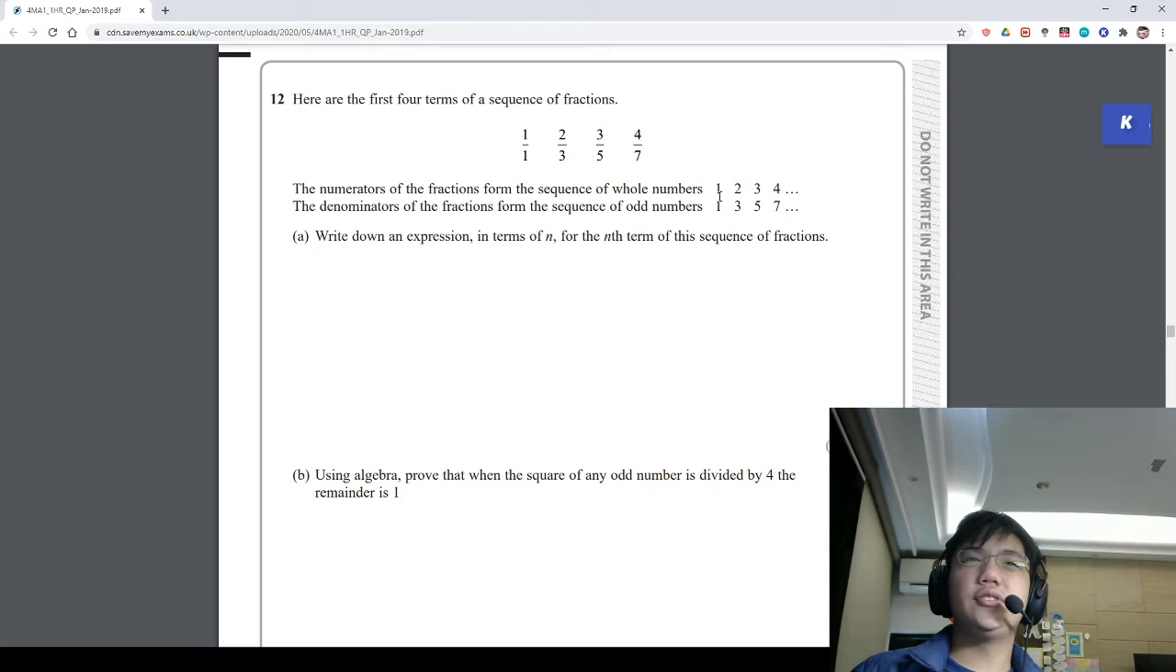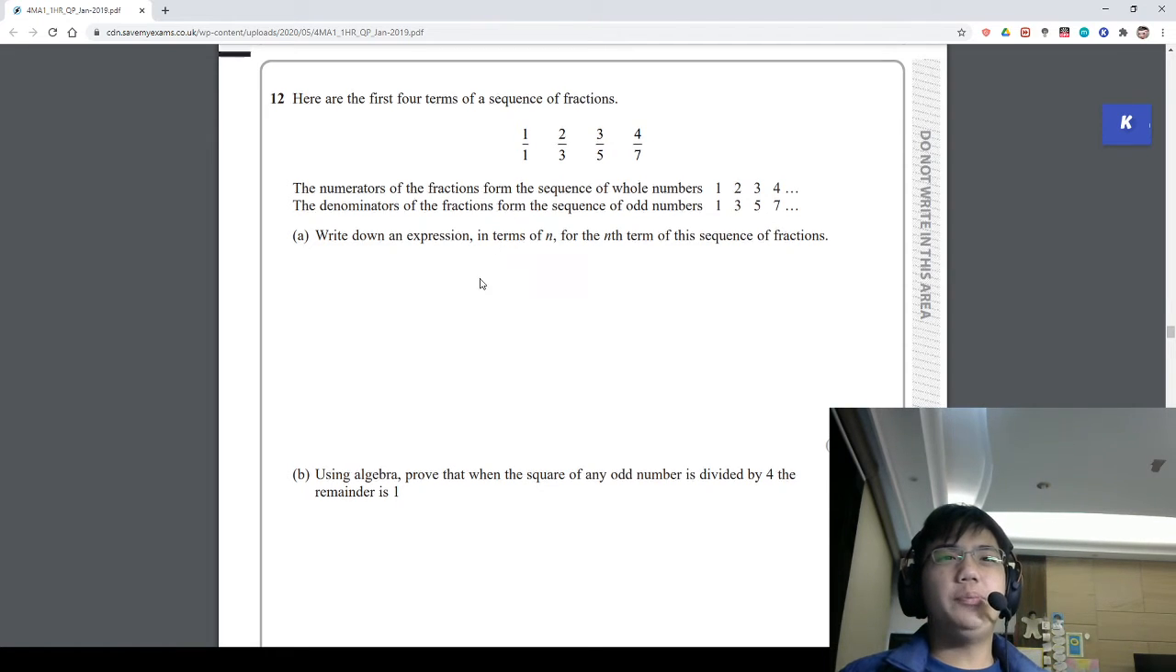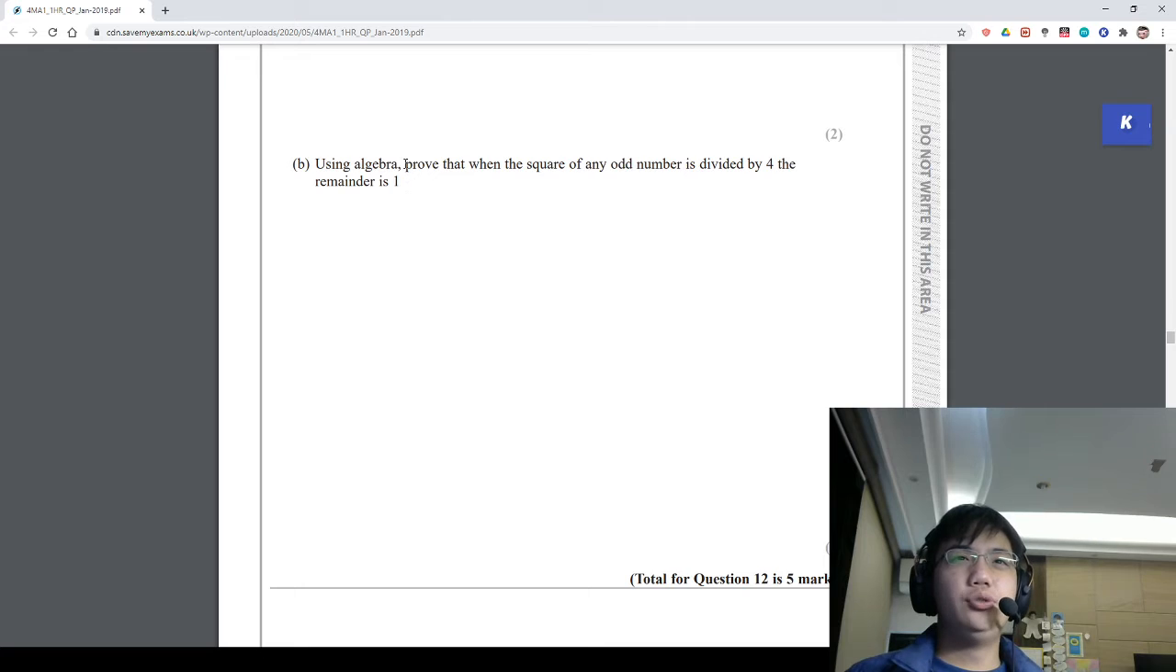The numerators of the fractions form the series of whole numbers 1, 2, 3, 4. The denominators of the fractions form the sequence of odd numbers 1, 3, 5, 7. Write down an equation in terms of n for the nth term of this series of fractions. And for part B, we need to use algebra to prove that when the square of any odd number is divided by 4, the remainder is 1.